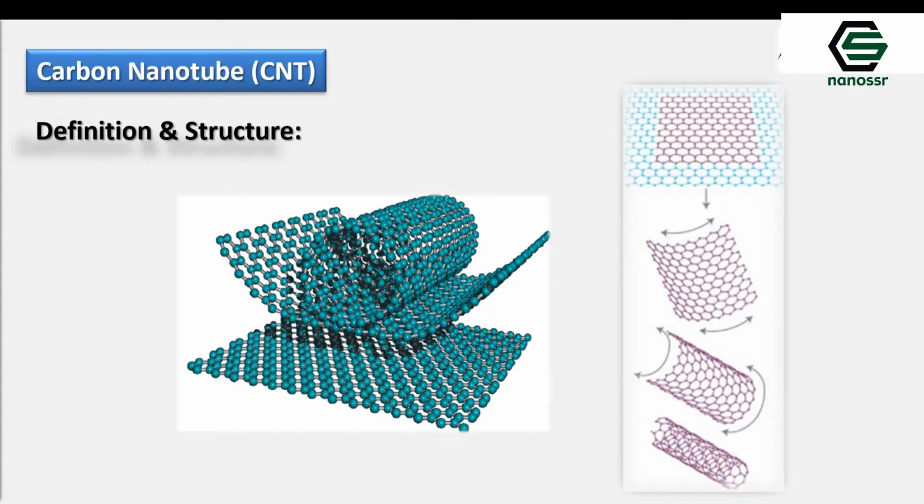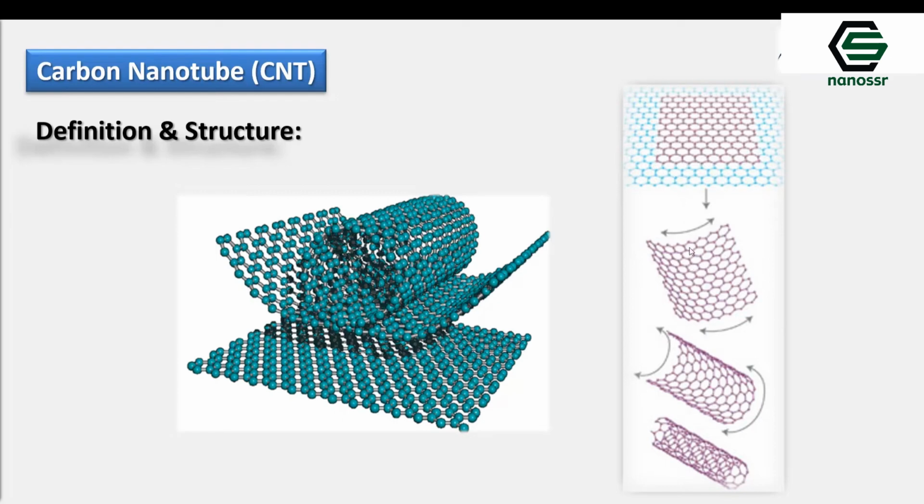Definition and structure. Carbon nanotubes are tubes, or let's say cylinders, made of carbon atoms with diameters typically measured in nanometers. Although they are not made this way, we can imagine carbon nanotubes could be formed from graphene sheets. As we saw in the previous lecture, graphene is a one-atom-layer sheet of carbon atoms bonded in a hexagonal network.